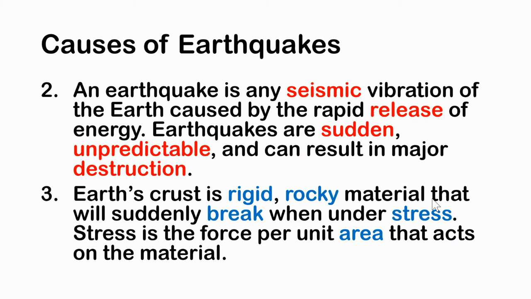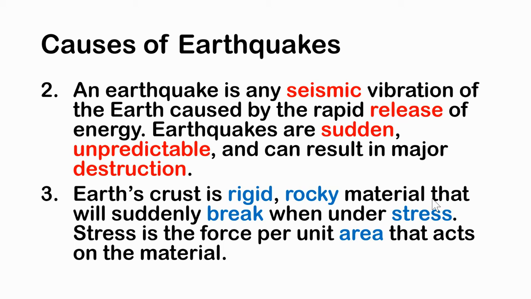So an earthquake is any seismic vibration of the earth caused by the rapid release of energy. Earthquakes are sudden, they're unpredictable, and can result in major destruction. The last time we had a major earthquake in Kentucky, it was so powerful it caused the Mississippi River to run backwards. And we're overdue for an earthquake like that, so they say.